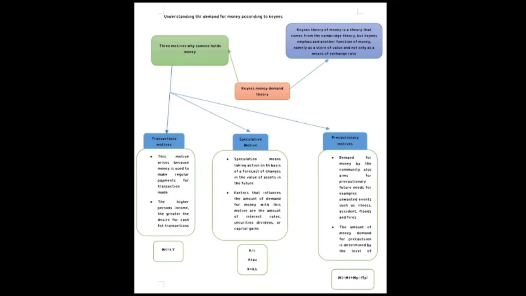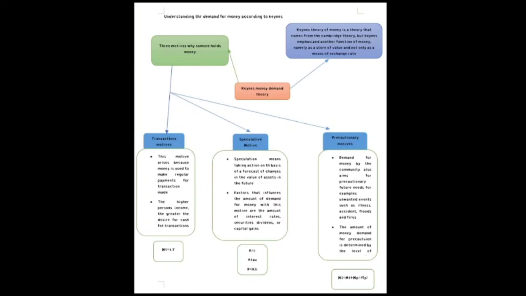Understand the demand for money according to Keynes. Keynes says money demand theories have two factors. First, Keynes' theory of money comes from the Cambridge theory, but Keynes emphasized another function of money, namely as a store of value and not only as a means of exchange.